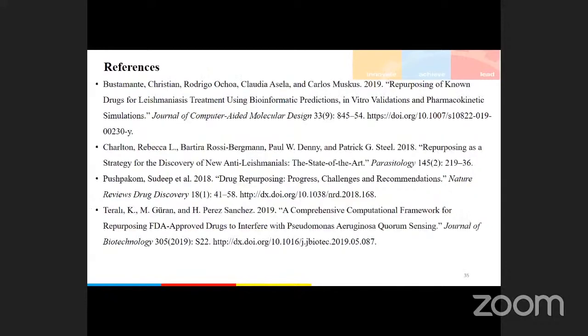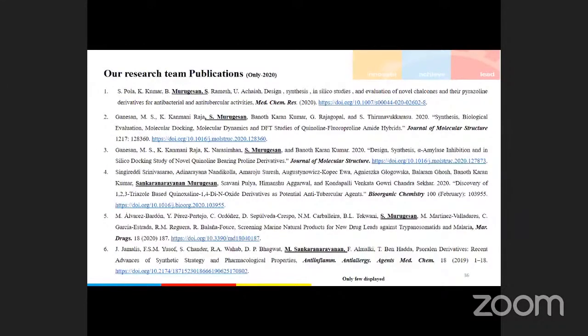These are all the various references I would like to quote in this PPT. So these are all our recent research findings in this area.